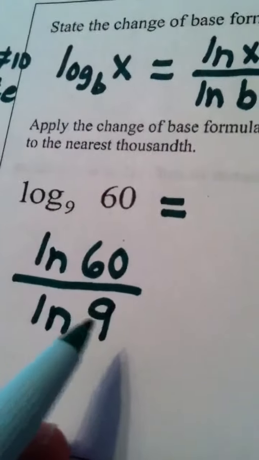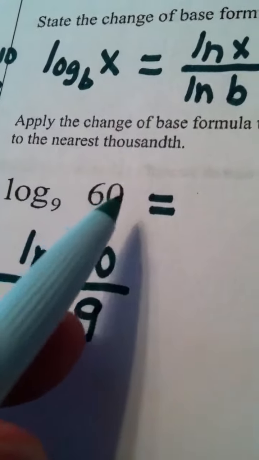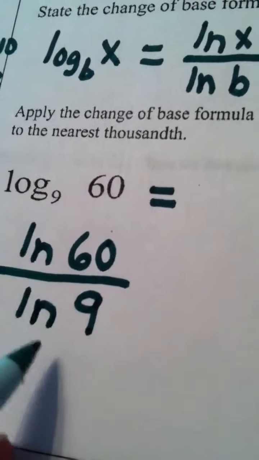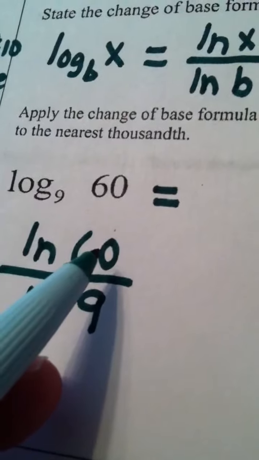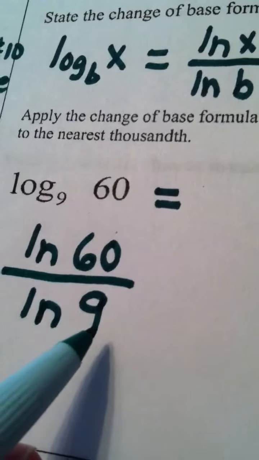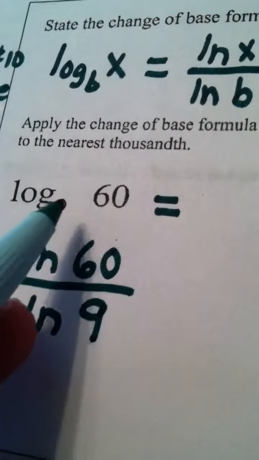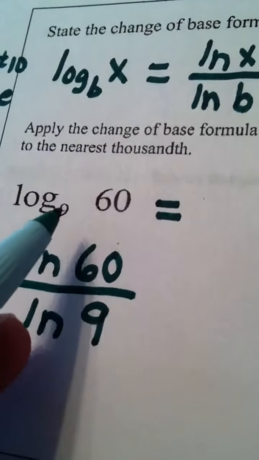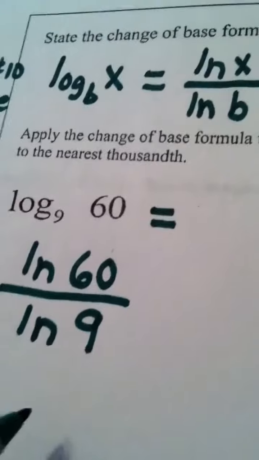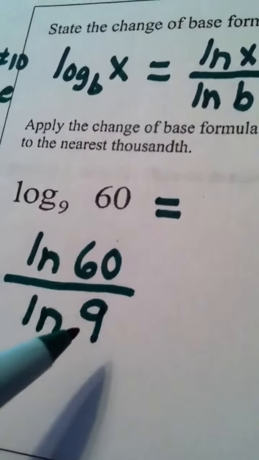Now notice there's natural log on both top and bottom. The 60 gets put into the top function, the 9 gets put into the bottom function. An easy way to remember that: 9 is a subscript anyhow, so it started out lower, so keep it lower. Okay, keep it on the bottom.